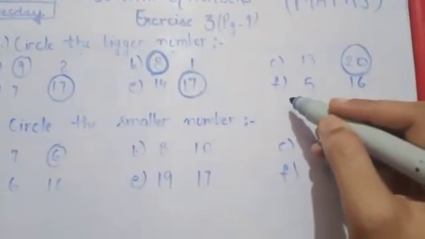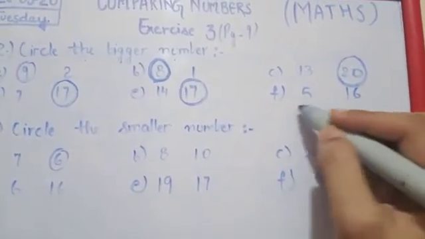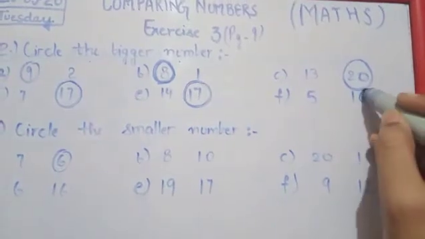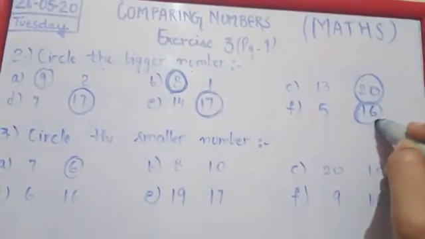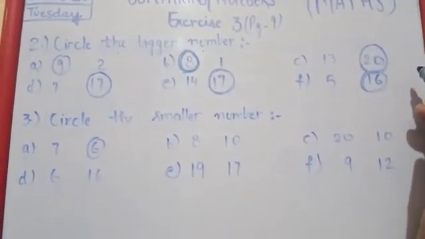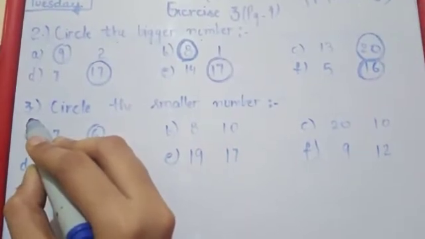Now come on part F. Two numbers are given, 5 and 16. You have to circle the bigger number, and here the bigger number is 16. So all of you have completed question number 2 also? Yes. Now come on question number 3.